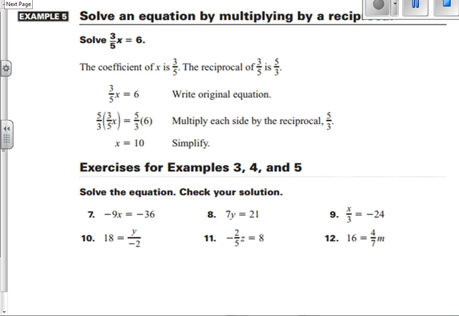Solve an equation by multiplying a reciprocal. So here I have a fraction. If you remember, reciprocal is just the inverse. So if I have a fraction 1/2, the reciprocal would be 2 over 1. If you had an integer, how do you make an integer into a fraction? Just put it all over 1, and then the inverse of that would be 1/4.